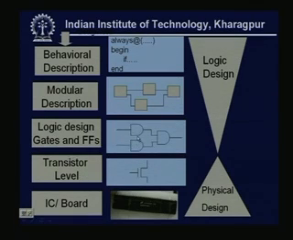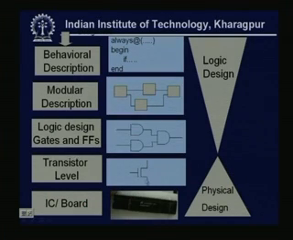Next, each gate is again represented by some transistors. That means the gate is a smaller subsystem and again it is partitioned into smaller systems, that is, the transistors. So the transistor level module is shown in the fourth step. And last, we have the actual digital ICs, that means on a piece of silicon the actual transistors are fabricated and we get our final IC. That is shown in the last step.